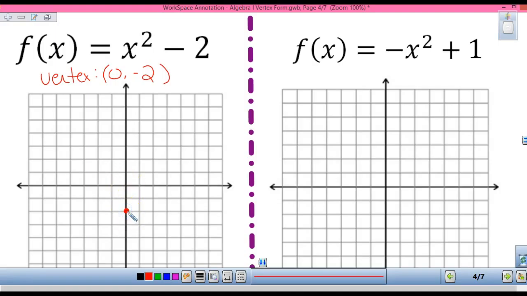So this gets moved where? From 0, 0, remember that's your starting point, 0, 0. Where does this get moved? Down 2. Yep. And then let's plug in. If I go 1, what's 1 squared? 1 minus 2 is?